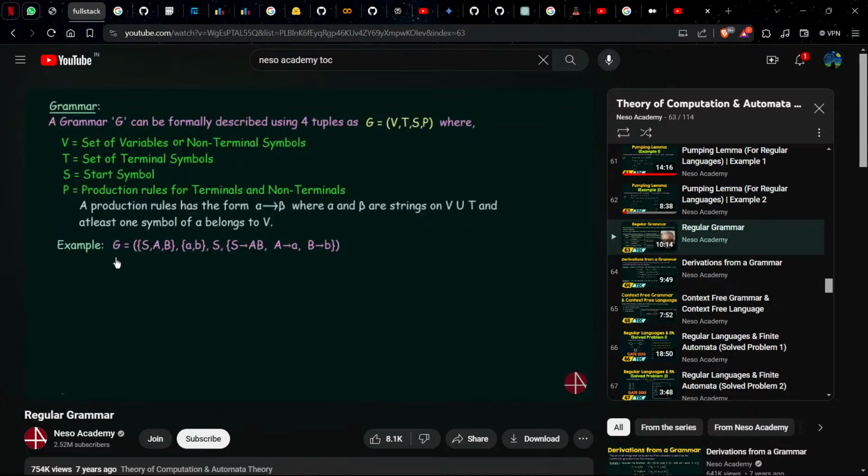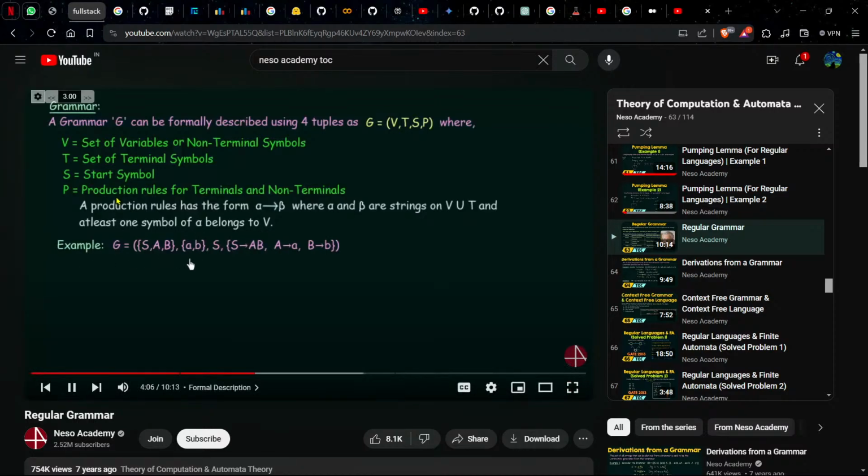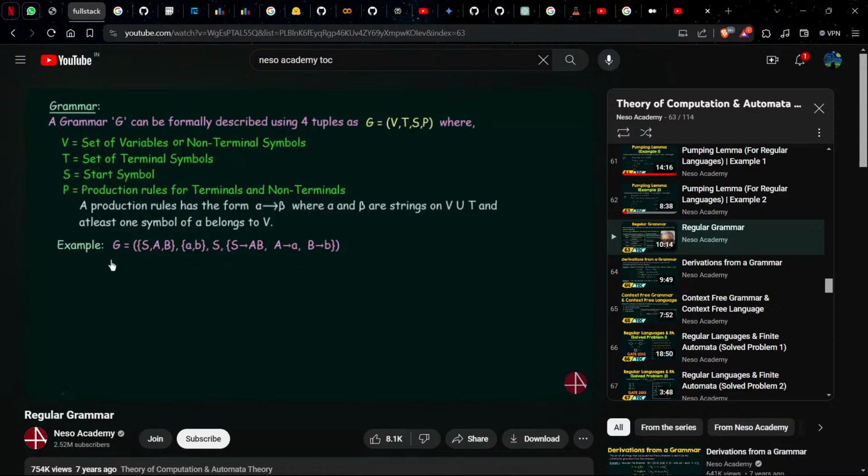So here we have an example given. We have a grammar G, and it is equal to a set of symbols S, A, B, then again small a, b, and S, and then this production rule. Let's try to understand this example grammar and see what the tuples in this are. The first tuple is V, a set of variables or non-terminal symbols. So here it is S, A, and B. These are the variables, the set of non-terminal symbols.